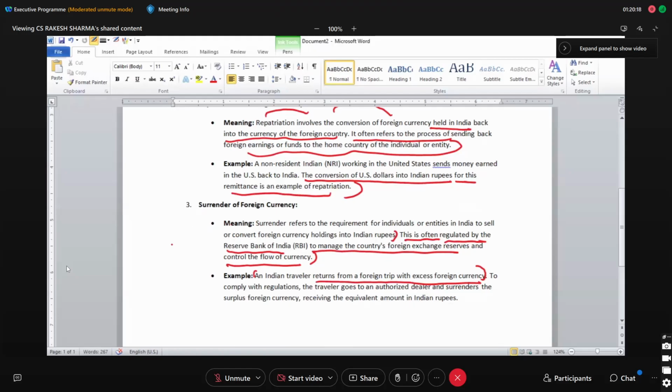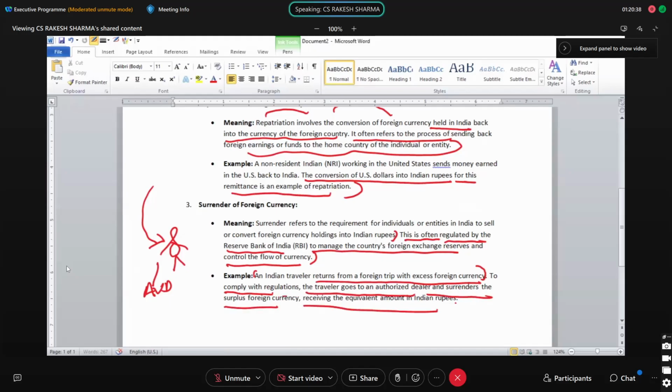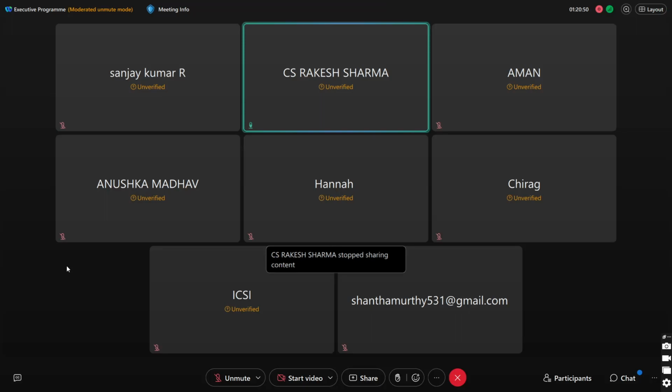Yeah, please, sir. We are into the process of surrender of foreign currency. For example, if you are coming from Australia after watching a match and you have got Australian dollars with you, so law says that to comply with the regulations, the traveler goes to an authorized dealer and surrenders the surplus foreign currency, receiving the equivalent amount of Indian rupees. You cannot accumulate the foreign currency with you at home. So this is a law that mandates that you have to surrender the currency.